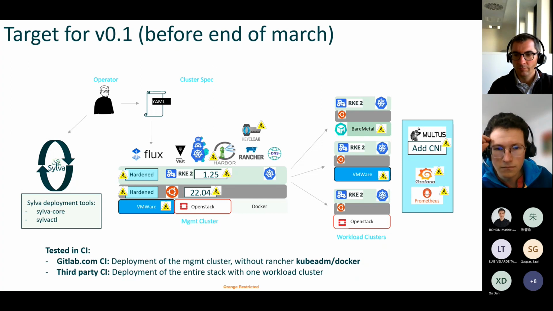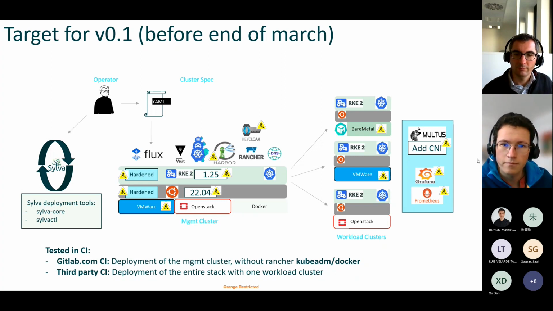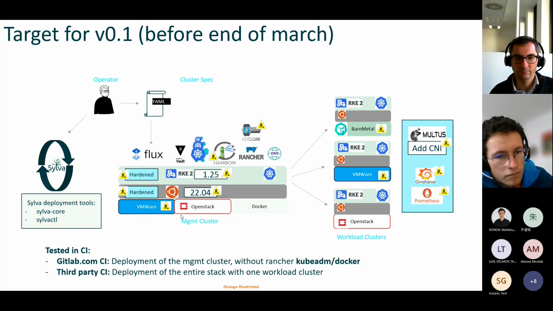We still have some work in progress on some of those components, but the goal is really to be able to release this first version of Sylva before the end of March. In the repo, you have already currently an initial version. Yes, of course. So we can take a look at the repo as it is today, but no, we are not far from the goal of this version. We just have some elements to fix to be able to tag the release.